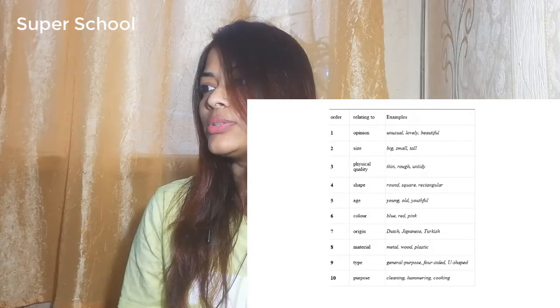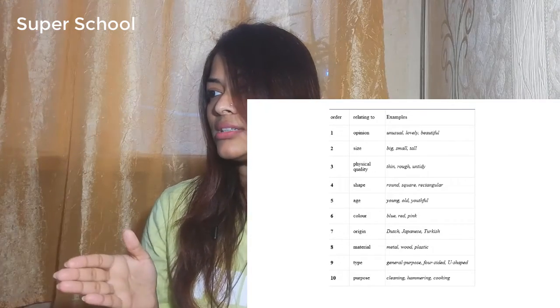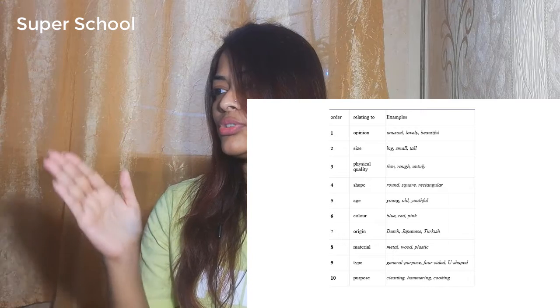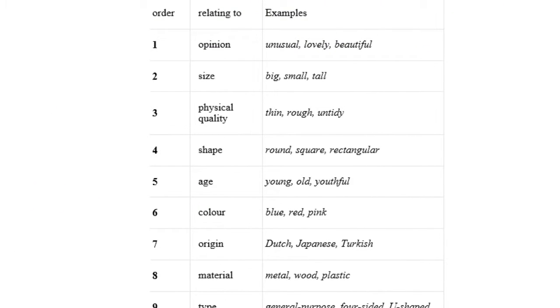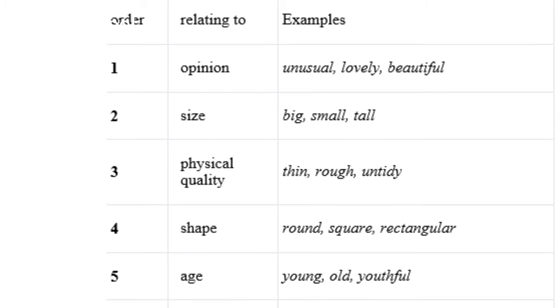In the table on the screen, you can see that I have divided the table into 3 columns: order, relating to, and examples. Order means the order of adjectives. Relating to means what it is describing, and then examples of adjectives. So first one is opinion: usual, lovely, beautiful. Size: big, small, tall.